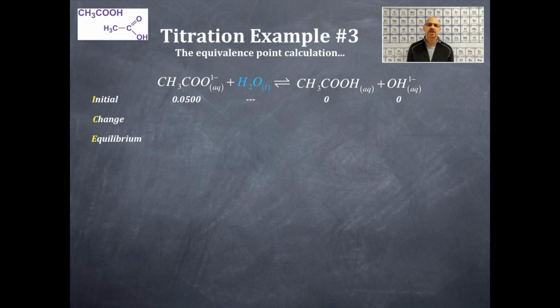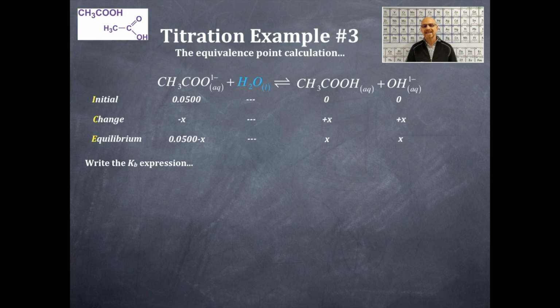Now in the change column, this will shift like all equilibrium problems from the reactants to the products. That means the reactants will decrease, the products will increase. I have stoichiometric coefficients of 1s across the board here. So it's a -1x and nothing for the water because it's a liquid, and a +1x and a +1x for both of the products. I'm going to add up the I and the C, that's the initial and the change, to get my equilibrium, and I got 0.0500 minus x, nothing for the water, and an x for the acetic acid, and an x for the hydroxide.